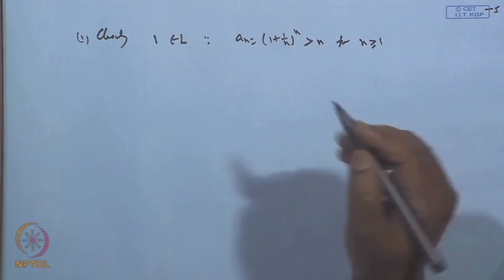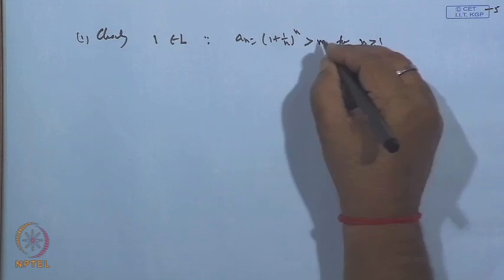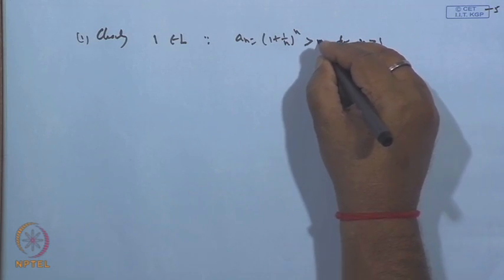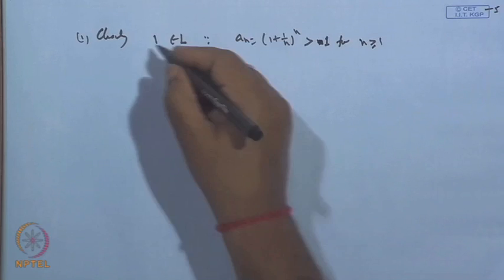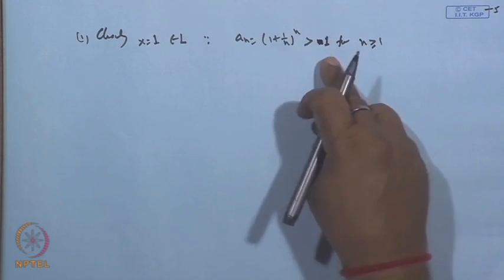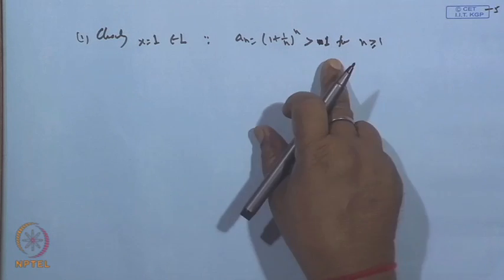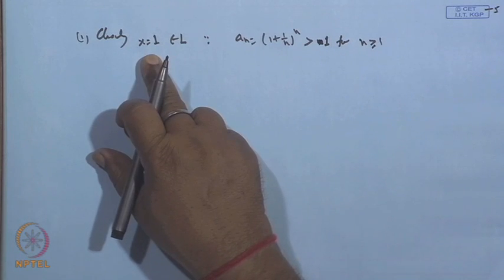So, a n is greater than x, this is greater than 1. So, x is basically 1, this number will always be greater than 1 when n is greater than or equal to 1. Therefore, L is non-empty.